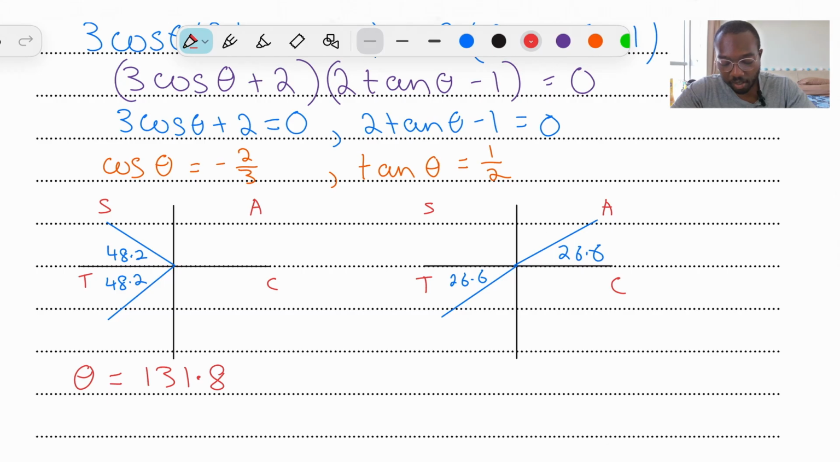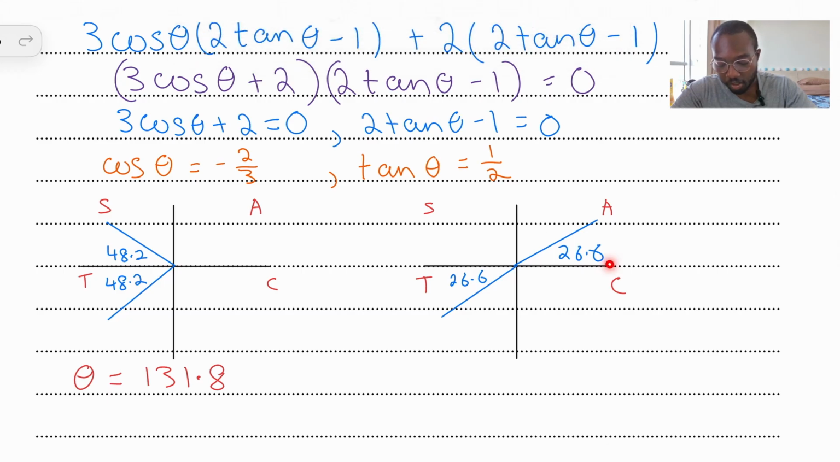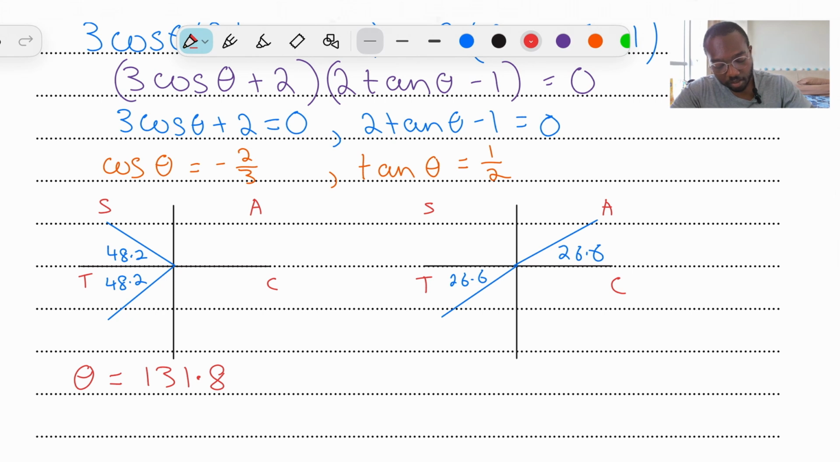And then for the tan one, if we do the same thing, it would just be this value here, because this other value that's past 180, we don't include it. So we just include this value here, which is simply 26.6, okay? And that would be our answer, 26.6 degrees and 131.8 degrees. And also, if you use your calculator, and let's go back to the cos theta, if you did the inverse of cos of minus 2 over 3, you should get the 131.8 degrees as well.